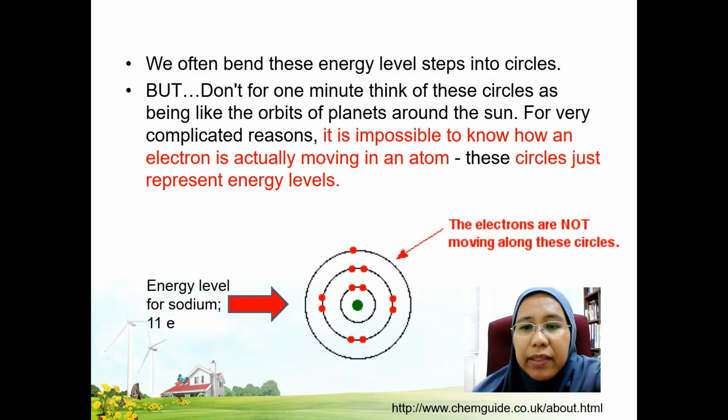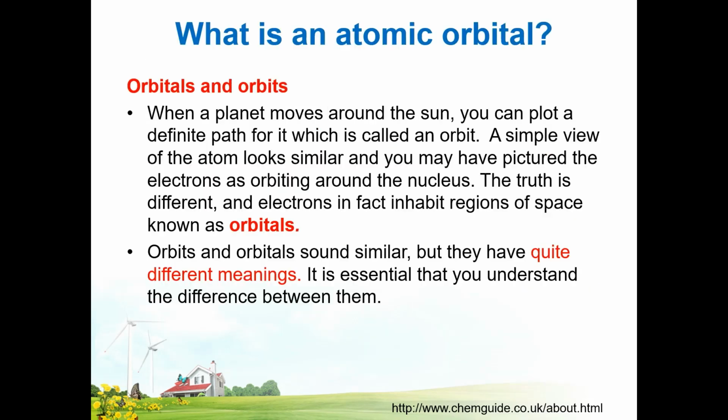Some people think that this energy level is a circle, like the ones here for sodium. But it's not actually like this. It's not like the orbits of planets around the sun. For very complicated reasons, it is impossible to know how an electron is actually moving in an atom. So these circles just represent the energy levels.